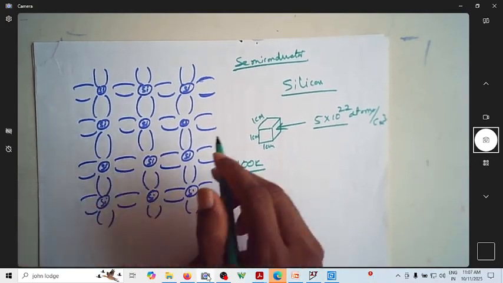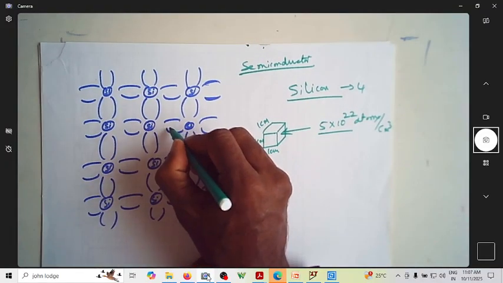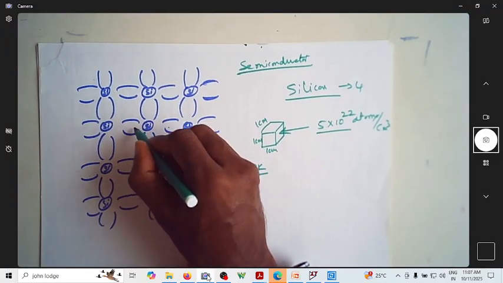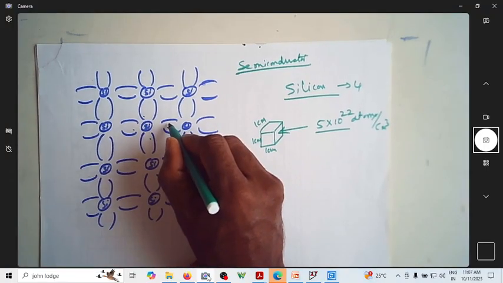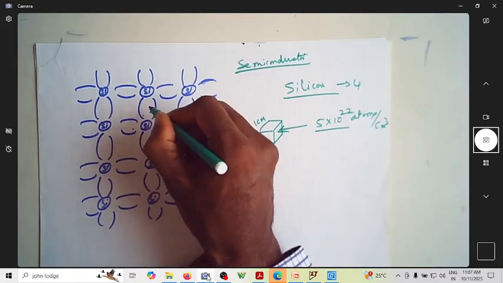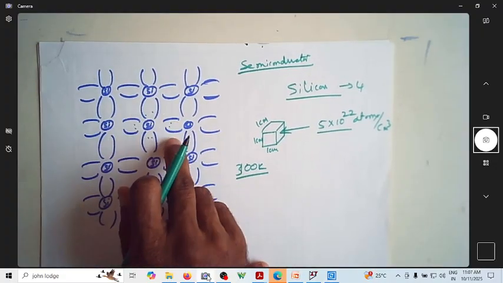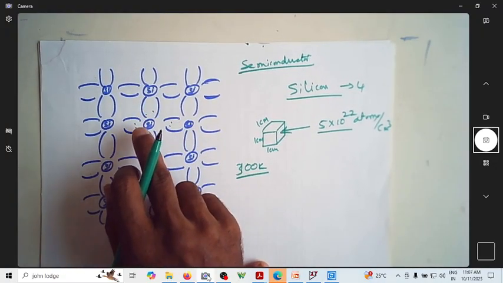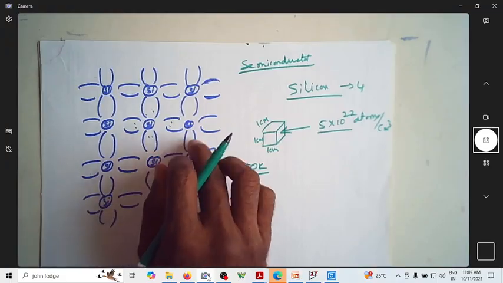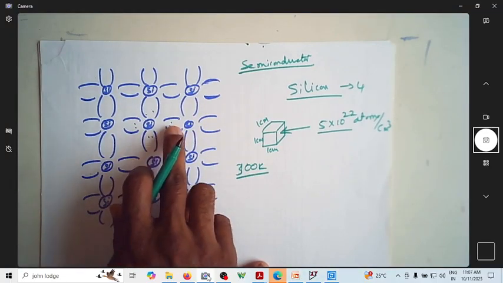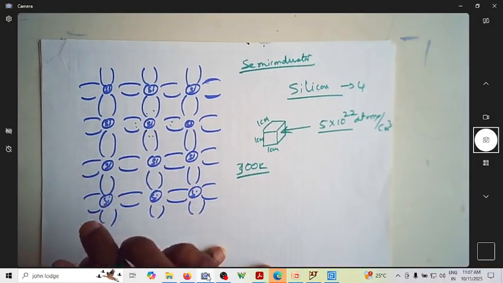Of course we know that silicon has four valence electrons. Assume this is one electron, one electron, one electron, one electron of this particular silicon atom. This is sharing one electron with this, and this is sharing one electron with this, and so on. Now this becomes a covalent bond. So each silicon atom is sharing one valence electron with each of the neighboring four silicon atoms, so that this becomes a covalent bond. This particular covalent bond is intact.